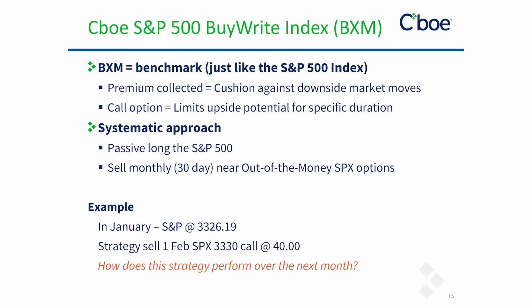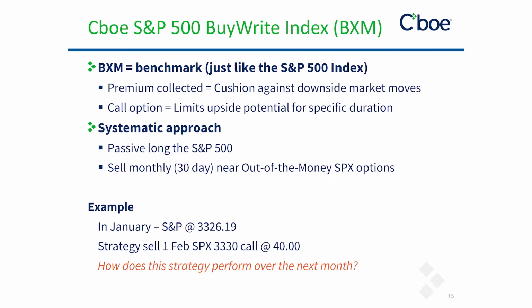Two key things to understand. The approach collects option premium, and those premiums cushion the impact of lower markets and reduce overall volatility compared to the S&P 500 itself. Short call options limit upside participation to some varying degree. The BXM index is systematic. Many of you likely know what that means, but in essence, the strategy does the exact same thing month after month after month. If you have more questions, there's a white paper for that.